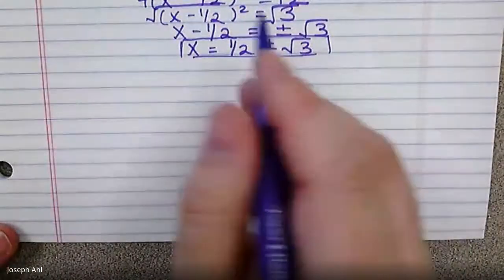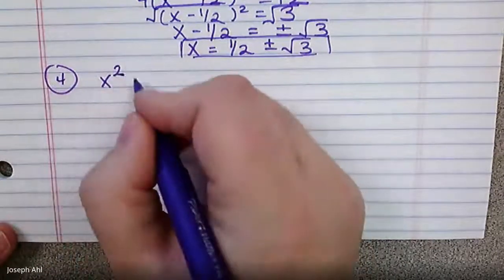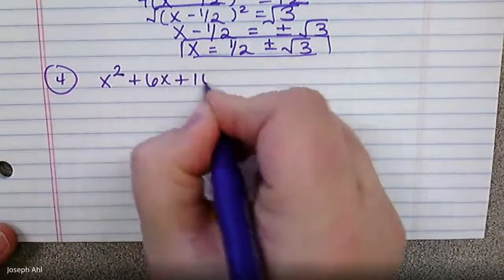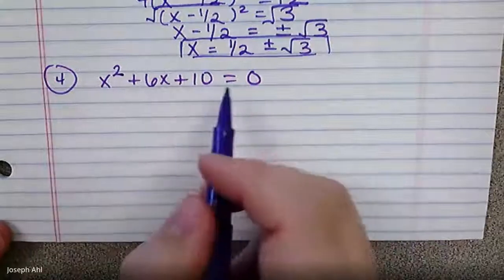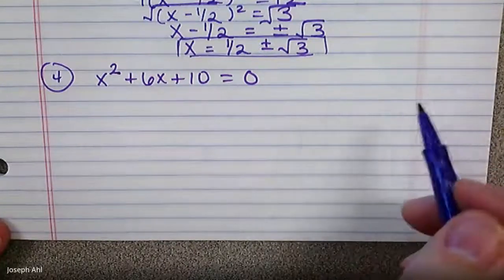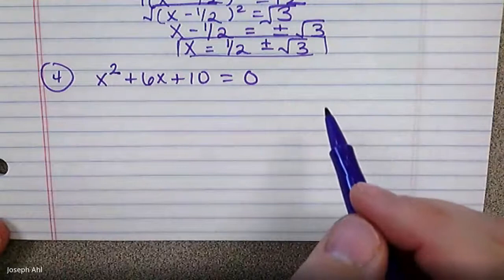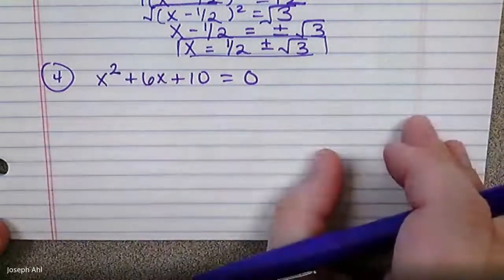Okay. Since we didn't use quadratic formula on that one, let's do quadratic formula on this next one. X squared plus 6x plus 10 equals 0. In fact, since quadratic formula, we've already done it once today, I'd encourage you to try it at this point. See if you can do x equals negative b plus or minus the square root of b squared minus 4ac all over 2a. Hit pause, try it.